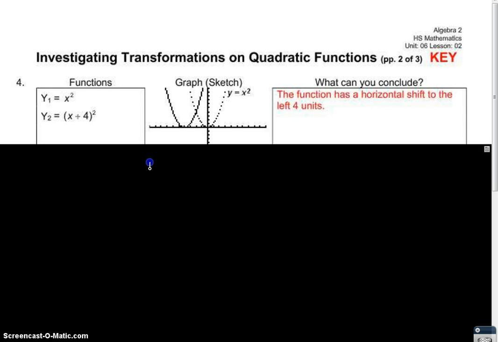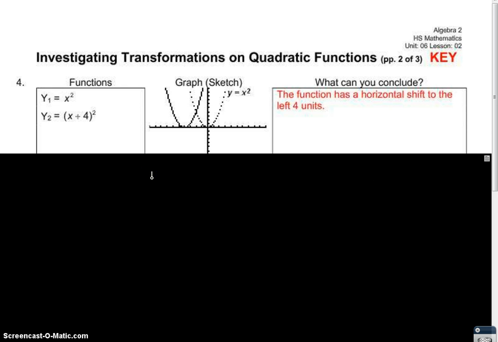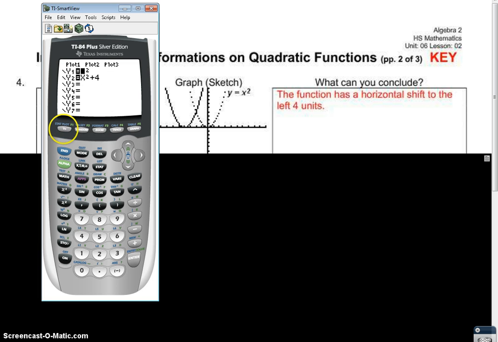All right, so let's look at problem number 4. Problem number 4 says for y1, I'm going to have x squared, and for y2, I'm going to have in parentheses x plus 4, squared. So let's plug that into the calculator. If I go back to y equals, in y2, I'm going to type in parentheses x plus 4, and I'm going to square that. So when I hit graph, your graph should match the sketch that I have on my answer key.